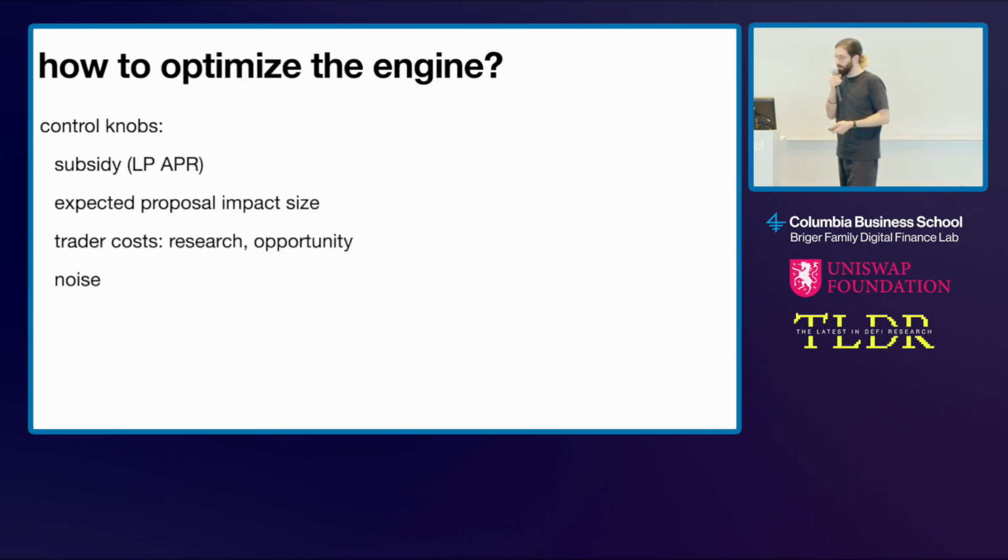So that's just a way to think about how liquidity works and how Futarchy works with liquidity. It's a plug to think about how to do further research on the question, and the kind of thing we want to input in a model would be subsidy, that would be basically an APR for LP incentives. What's the proposal impact size that affects efficiency, trader costs, so opportunity costs, transaction costs, and a model for noise traders.